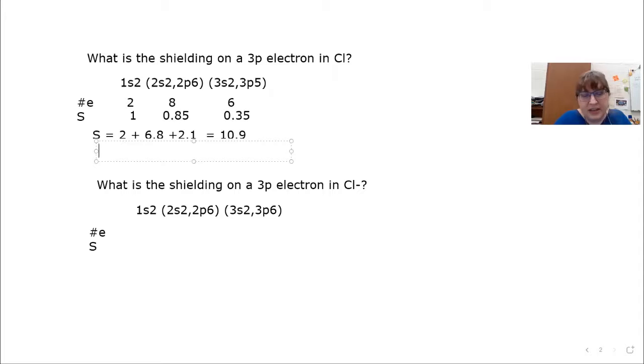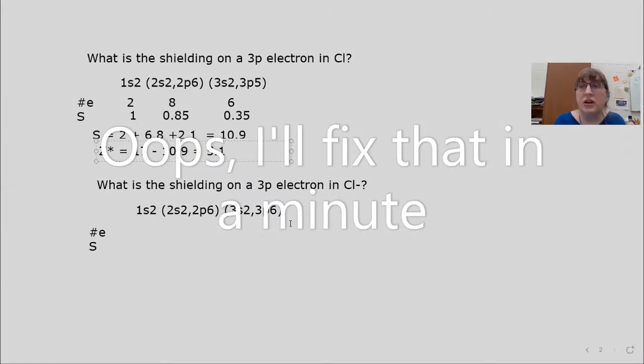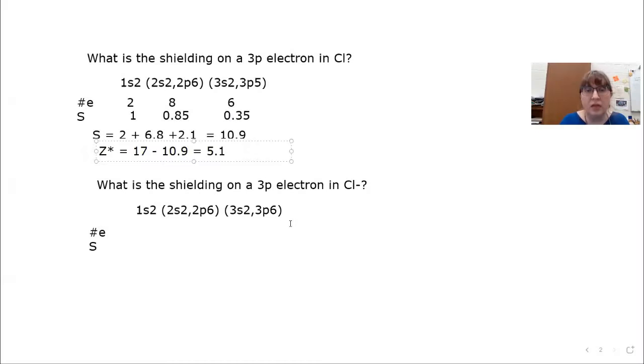And that is going to give us an effective nuclear charge of, well, remember, we're going to have to take Z for chlorine, which is 17. That's its atomic number, minus the 10.9. And that's going to give us 5.1. Okay, so that p electron, any one of the p electrons, or the 3s electrons, any one of them is going to feel a nuclear charge of 5.1. And this is why chlorine as an atom is so small as it's being attracted in.